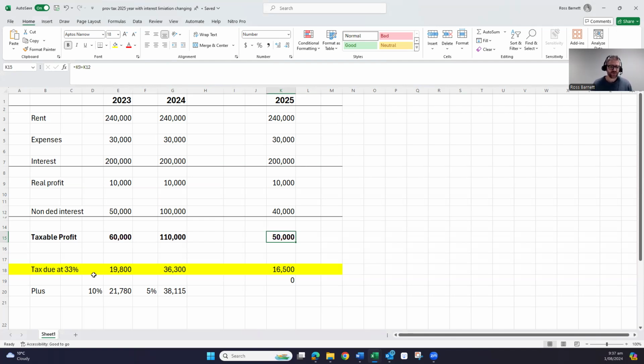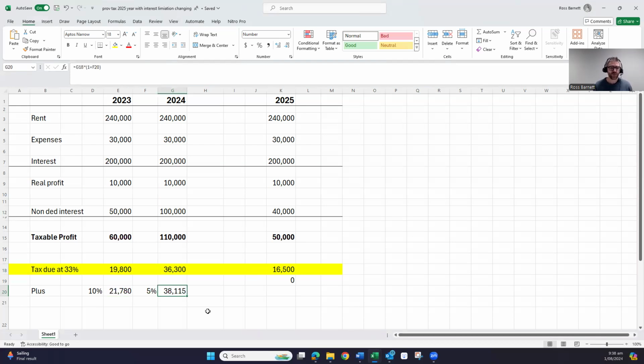So with our tax due, I've done it at 33% for an example. 23 would be 19,800. 24 would be 36,300. 25 would be 16,500. So you see the problem. If we pay provisional tax based on the 23 year, so we haven't filed our 24 tax returns yet, it's based on the 23 plus 10%, we'd pay 21,000. That's still more than we're expecting at 16,500.